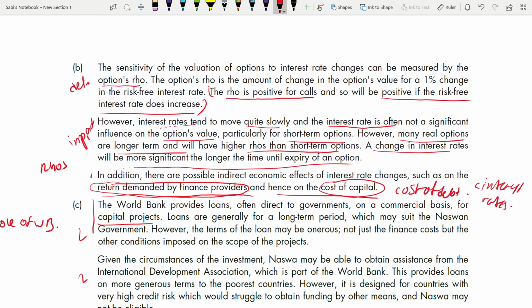Now, loans are generally for a long-term period, which may suit the Naswan government. So from here you're linking to the Naswan government, because the loan is long-term, and Naswan wants a long-term loan only. So it suits the need of the government. However, the terms of the loan may vary, not just the finance cost, but other conditions imposed on the scope of the project. It is not just the term of the loan which is important. There may be other terms and conditions imposed by the World Bank for that project for which the Naswan government wants to take the loan.